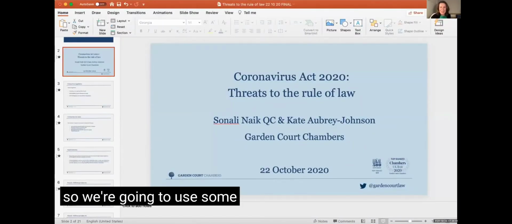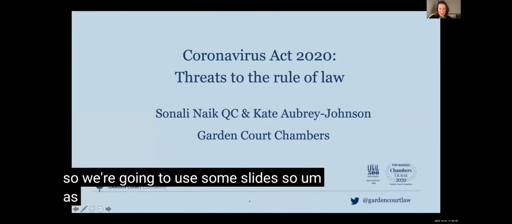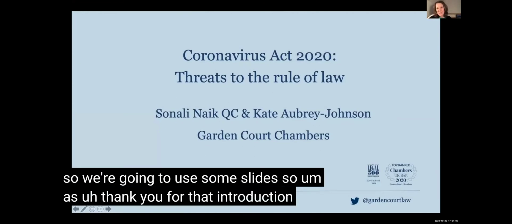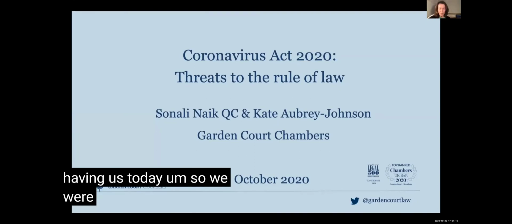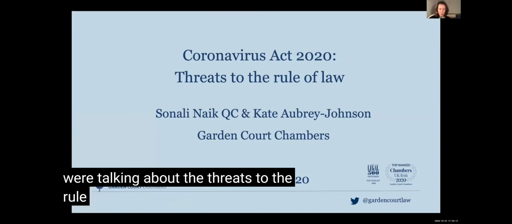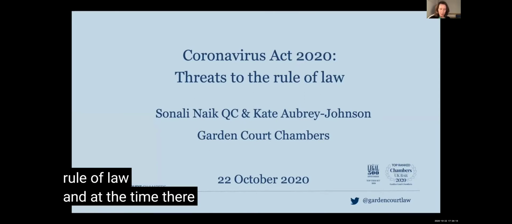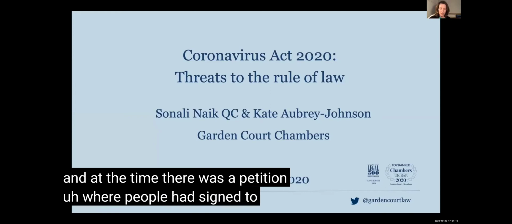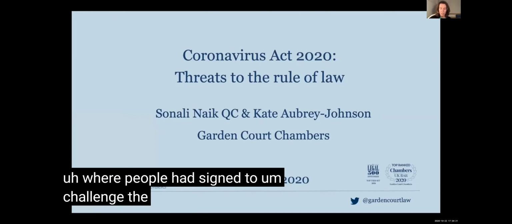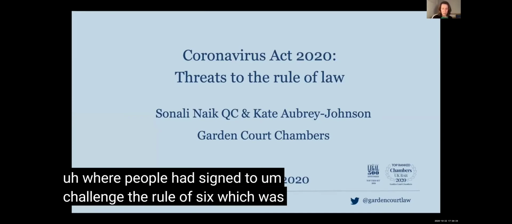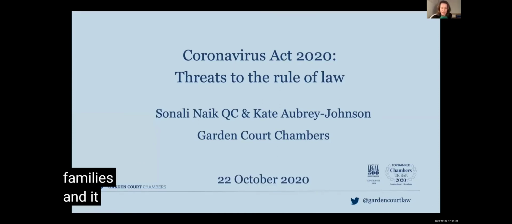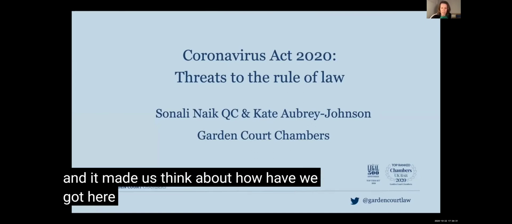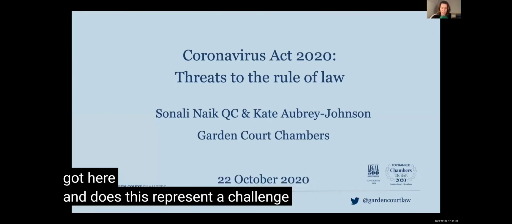So we're going to use some slides. So thank you for that introduction, and thank you for having us today. We were talking about the threats to the rule of law, and at the time there was a petition where people had signed to challenge the rule of six, which was impacting the rights of children and families. And it made us think about, how have we got here? And does this represent a challenge to the rule of law?